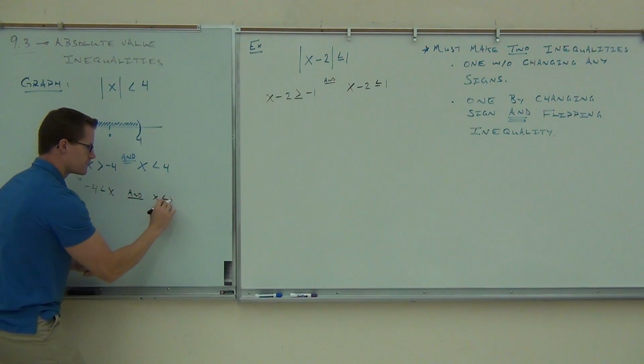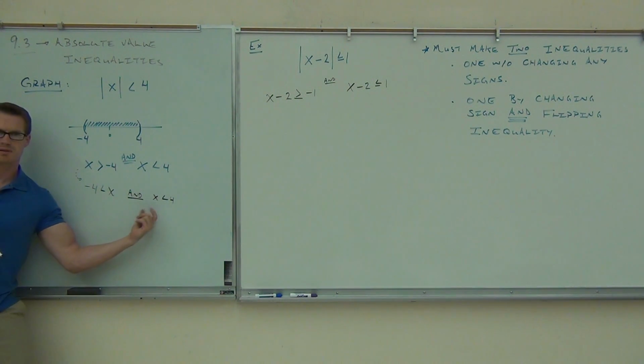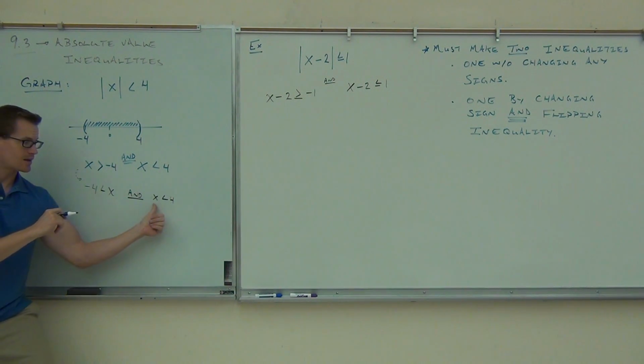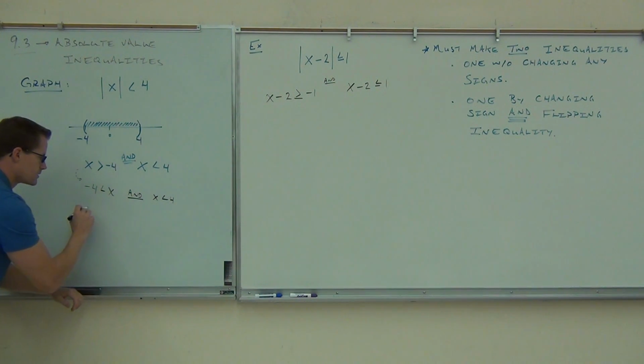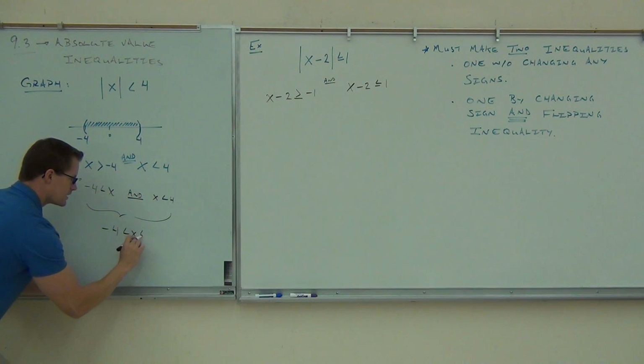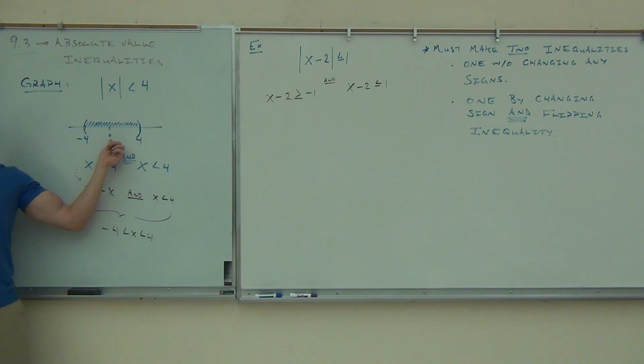And x is less than 4. Hey, is this one of those cases where I can put them together? Yep. Negative 4 less than x, and x is less than 4. This means negative 4 is less than x is less than 4. Hey, does this picture look like this picture? Yep. It's exactly the same thing.